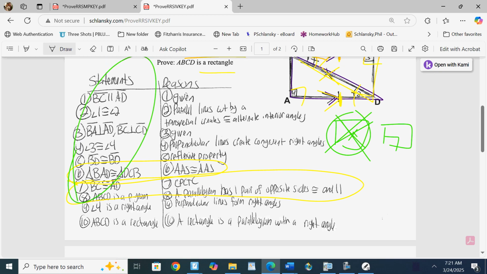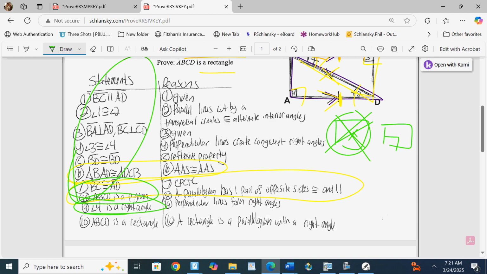So now let's look at what I have. I have a parallelogram. I have a right angle. A parallelogram with a right angle. Well, that's a rectangle. I can state it's a rectangle. A rectangle is a parallelogram with a right angle. That's how you do these.